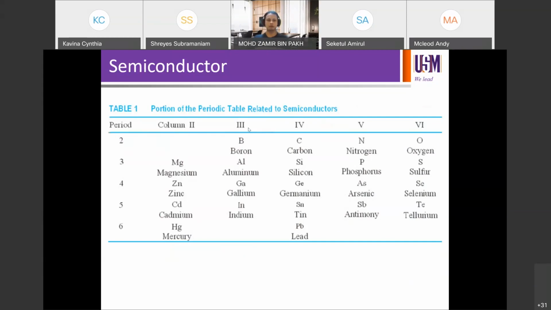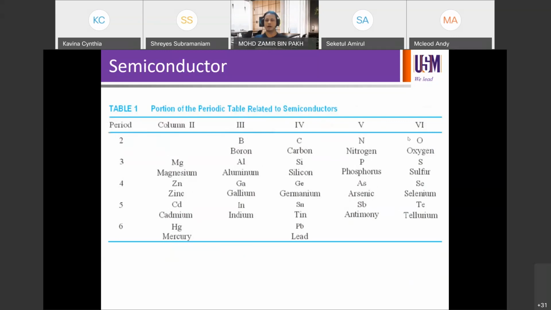If you go to group number 3, you can find boron, aluminum, gallium, indium. Silicon is in group 4 with germanium, tin. Nitrogen, phosphorus. So you can come up with a different combination. Well, typically we have 3-5, you combine 3 and 5, you combine 2 and 6.